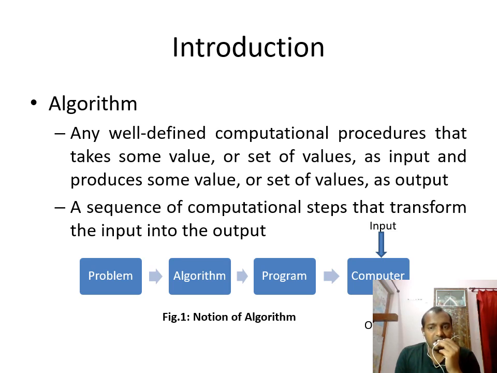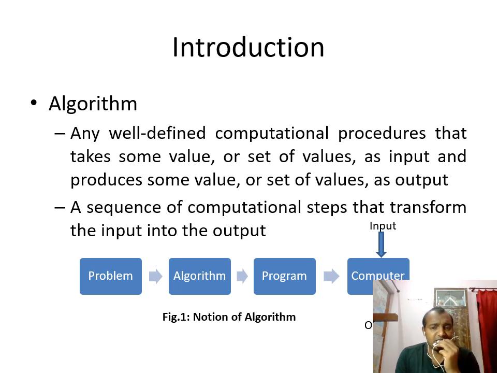You can simply say that an algorithm is a sequence of computational steps that transform the input into the output. As you can see in figure number 1, this is the notion of the algorithm. First we need to identify a problem. For this given problem, we need to write the proper algorithm. Then we convert this algorithm into a program by using any programming language like C, C++, Java, or nowadays Python.